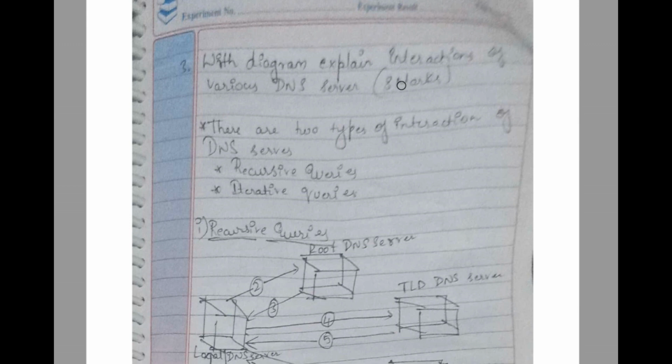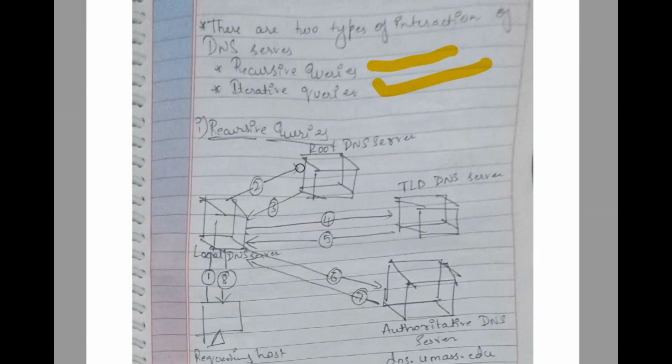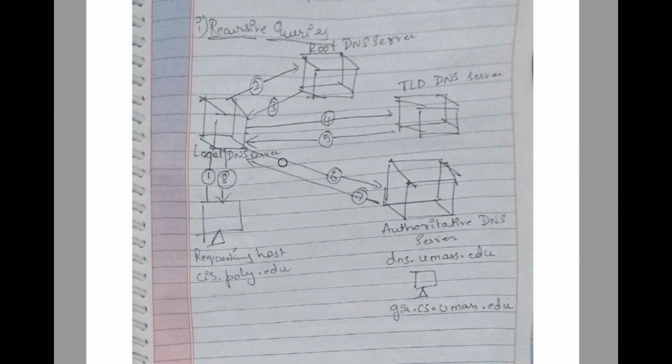With a diagram, explain the interactions of various DNS servers. There are two types of interaction of DNS servers: recursive queries and iterative queries. It is asked for 8 marks. Recursive queries: understand what is happening here. This is the client. He wants an IP address for CIS.poly.tdu. We will see how we get the IP address.